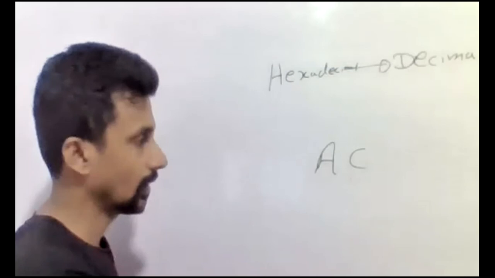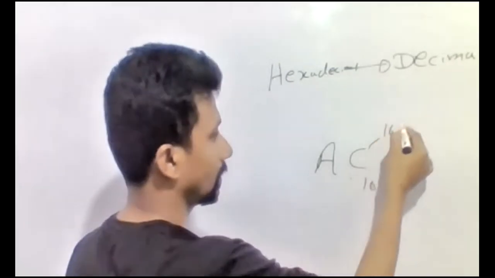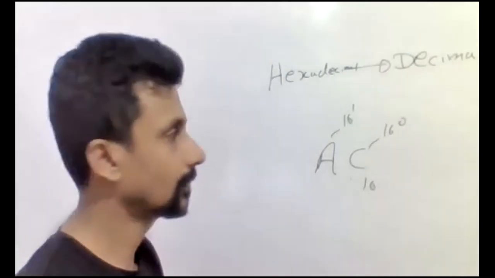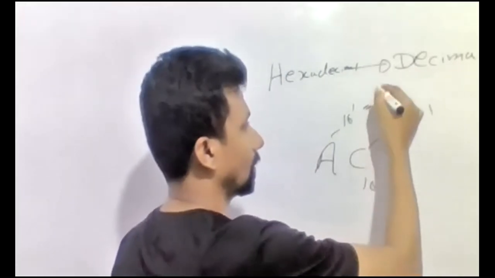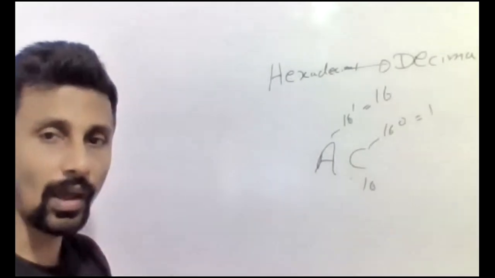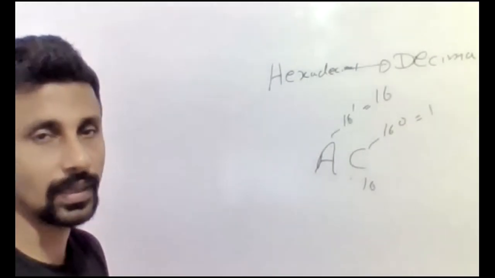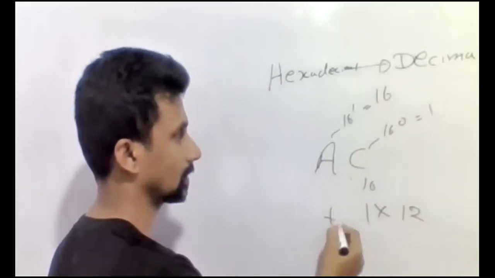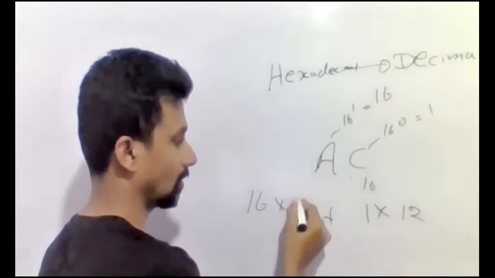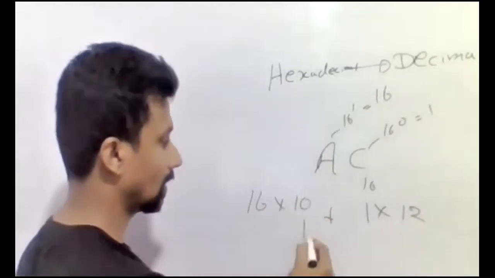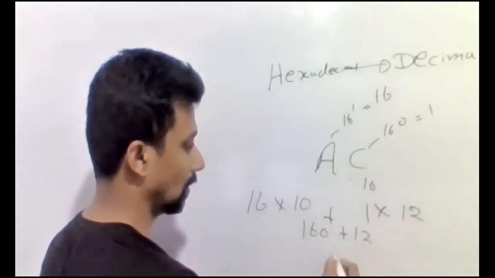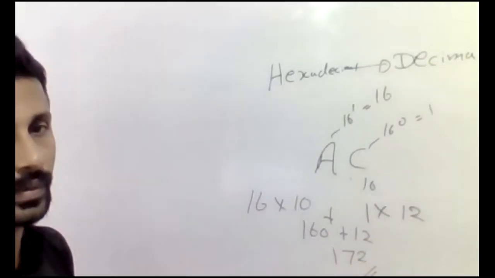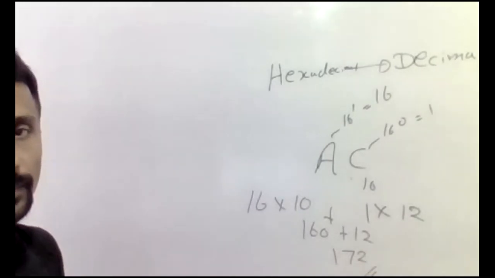AC, right? So here 16 to the power 0, here 16 to the power 1. If you have more, 16 to the power 2, it goes like that, right? Here you get 1, here you get 16. Here also you have to multiply and take the answer. 1 into C means how much? 12. Plus 16 into A means how much? 10. So here you get 160 plus 12, altogether 172. Take this down as an example.